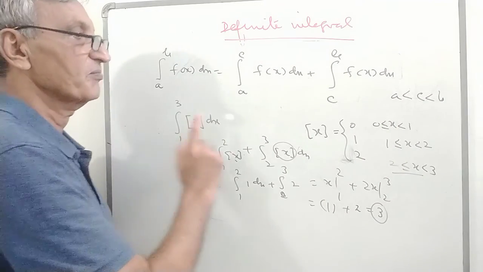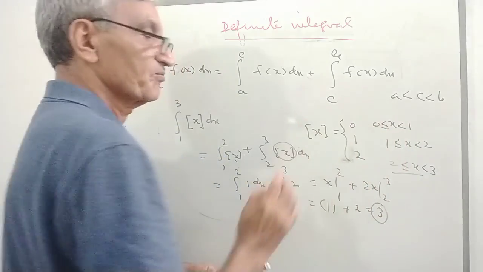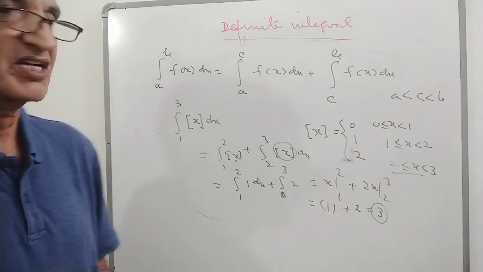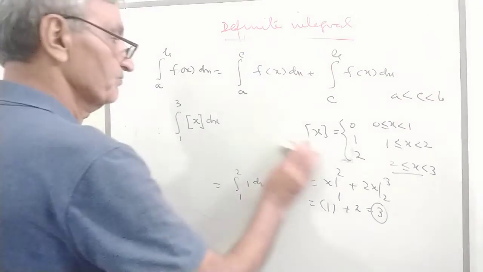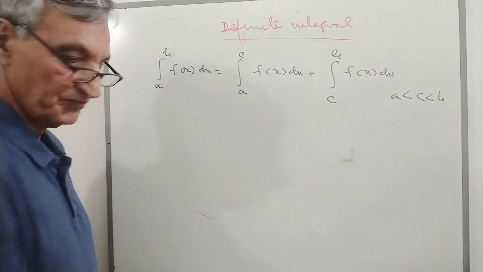This is how I divided the integral using the greatest integer function. The greatest integer function depends upon the value in the interval; in 0 to 1 it is 0, and here it is 1. We call it the GINT function. This is the value of this question.